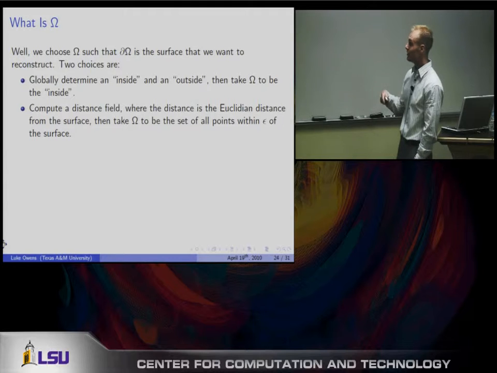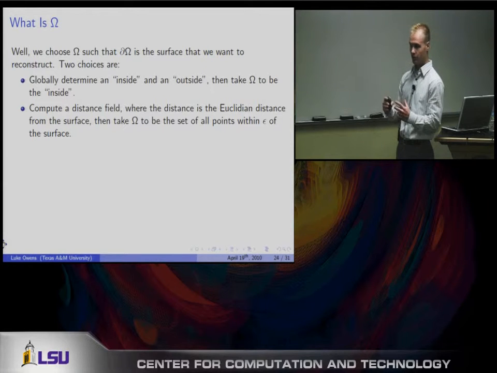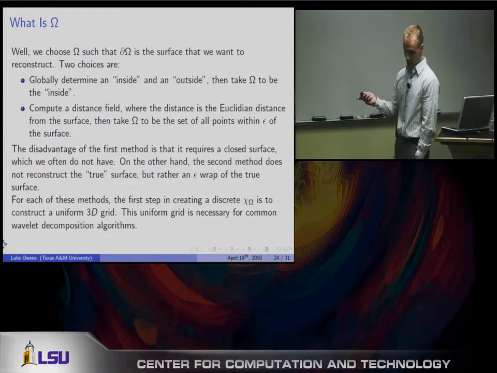Or we can compute a distance field, just a Euclidean distance, on some uniform grid of points, and take all points within epsilon of the surface. Take omega to be all the points within epsilon of the surface. Okay.